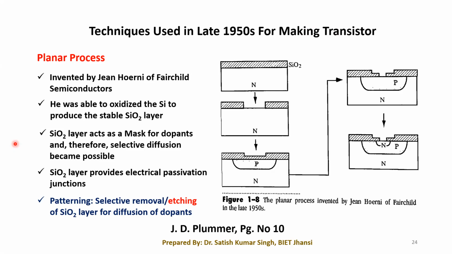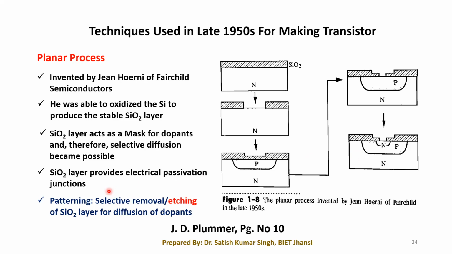We were able to develop a silicon dioxide layer, and because of this silicon dioxide layer we were able to do the selective diffusion of the dopants. This I have already discussed. Because of the SiO2 layer, this selective diffusion was possible, and also this SiO2 layer is able to provide electrical passivation to the junctions.